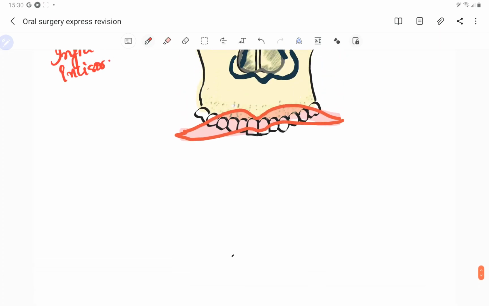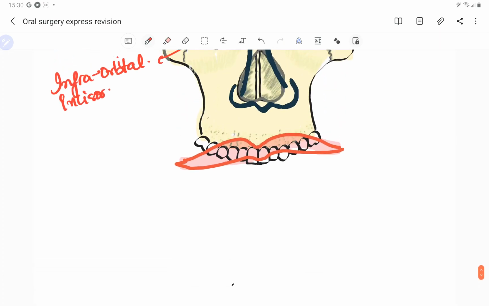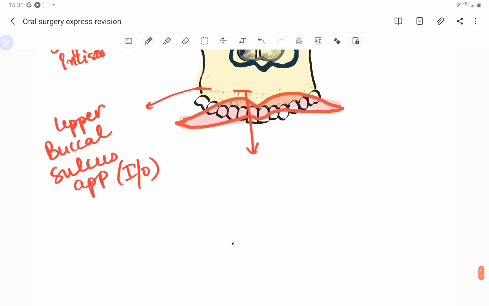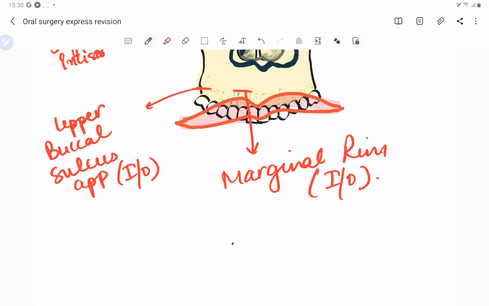Here we have the sublabial incision. If it is this particular area, then this is the upper buccal sulcus approach, which is an intraoral approach. Then if we are going anteriorly here, this one is our sublabial incision. We do not go for sublabial incision anymore. So we go for the marginal rim. This is also an intraoral approach.